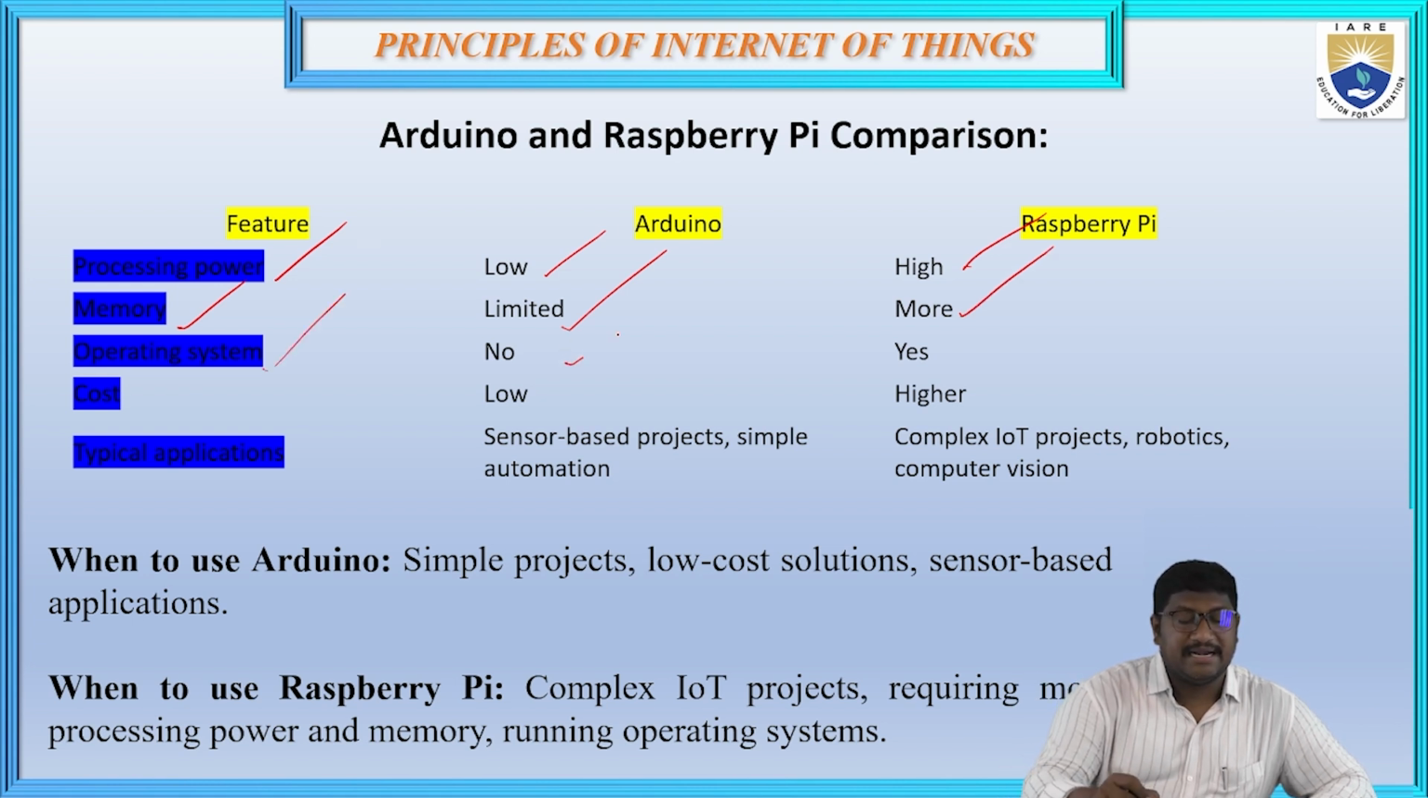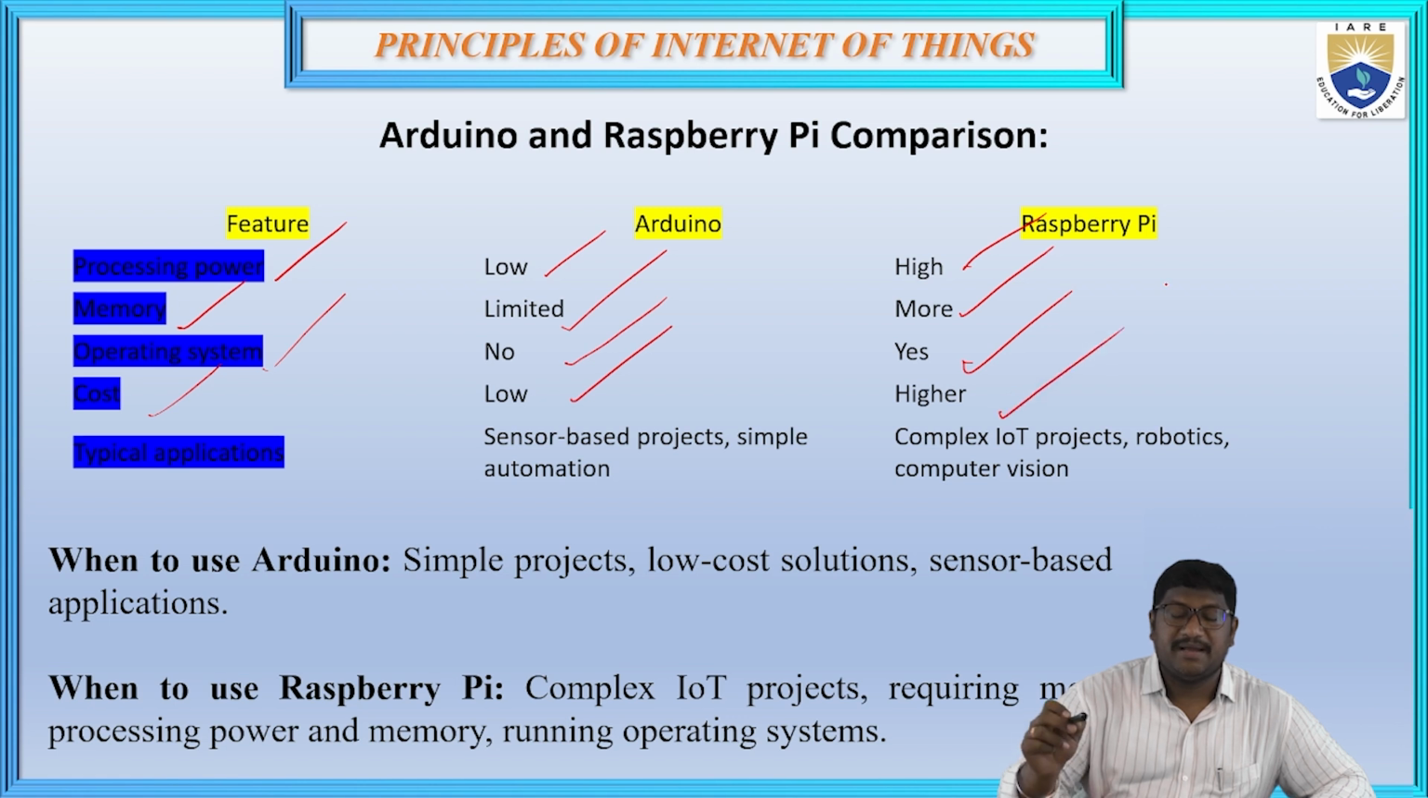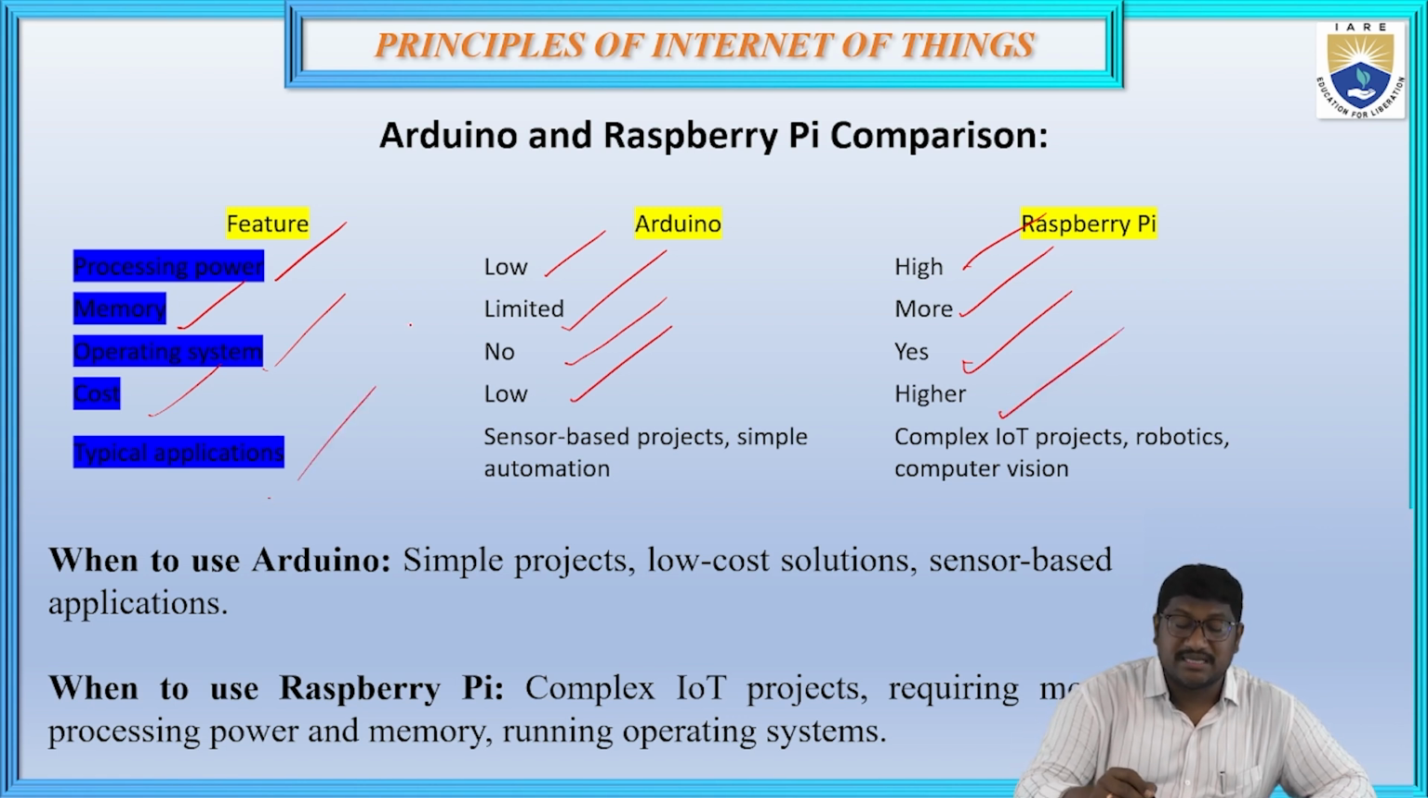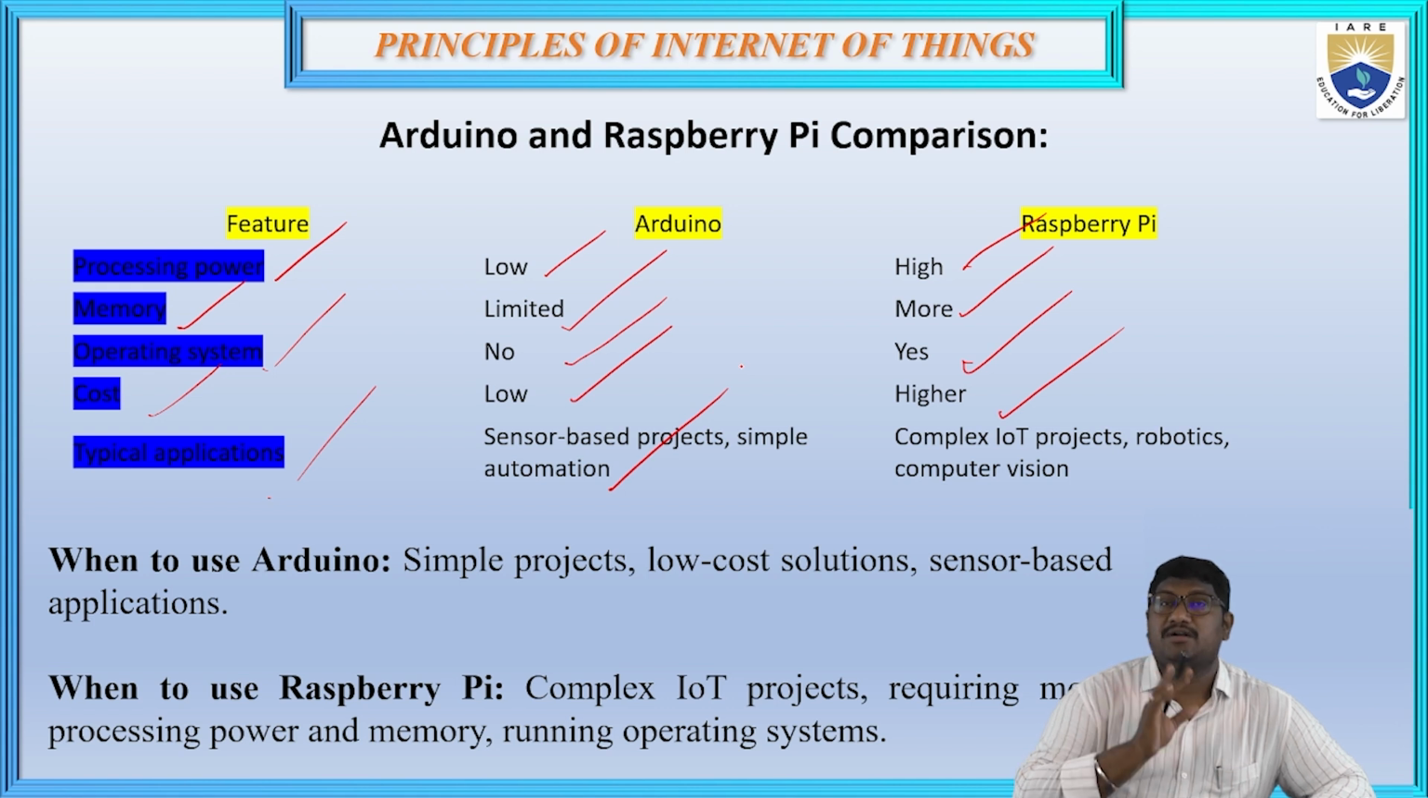Operating system: Arduino has no kind of operating system. It is embedded, and you need to configure it yourself. But here, in Raspberry Pi, there is an operating system. And coming to cost, Arduino was low, Raspberry Pi was high. And coming to typical applications, Arduino allows you sensor based projects and simple automation processes, whereas Raspberry Pi will allow you complex IoT projects, robotics, and computer vision.